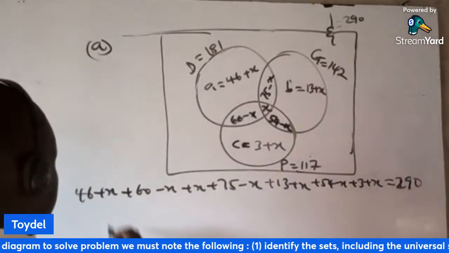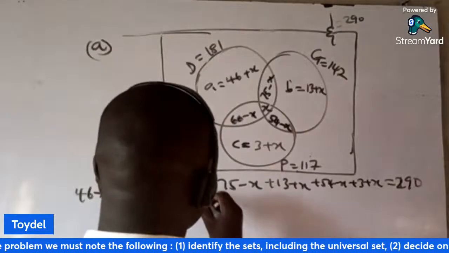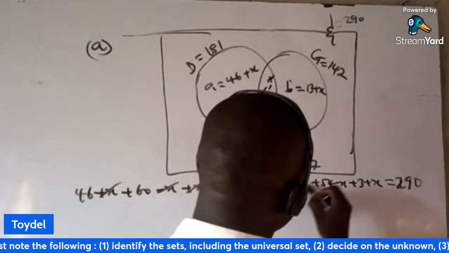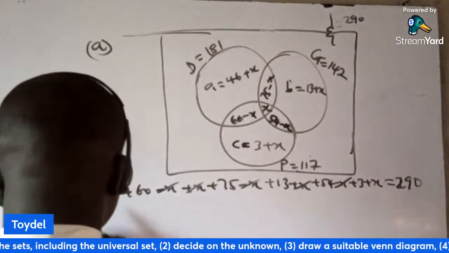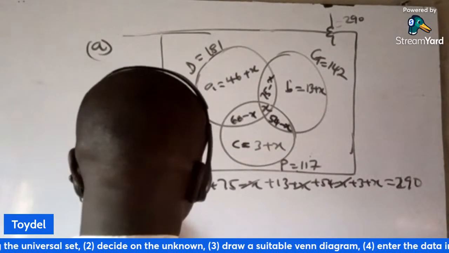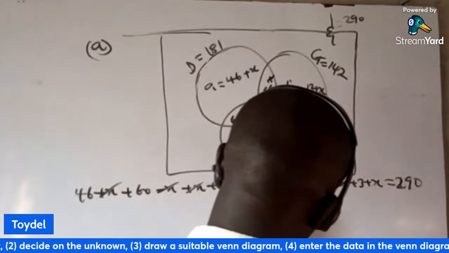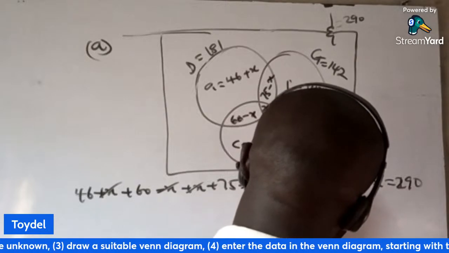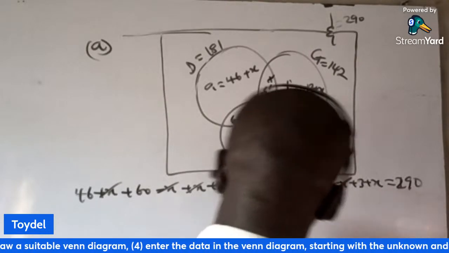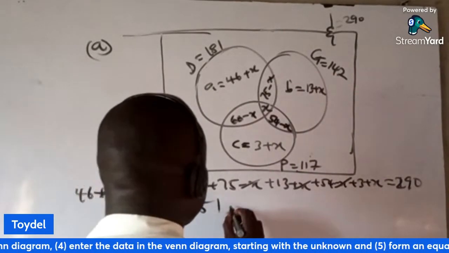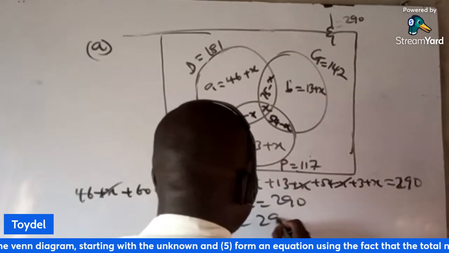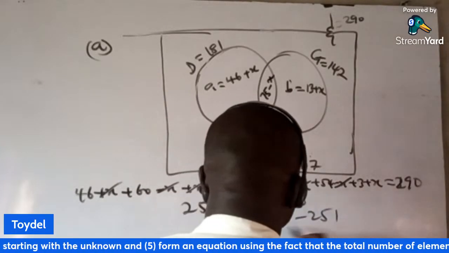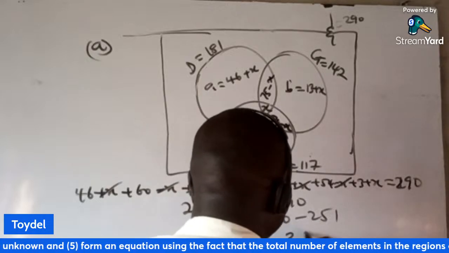Since we have plus and minus, some of the x cancel out, plus cancels minus, and we are left with only one x. So let's add all these values together. This is 106, 181, 194, 248, that's 251. We are going to have 251 plus x is equal to 290. Then x will now be equal to 290 minus 251. So x is equal to 39.